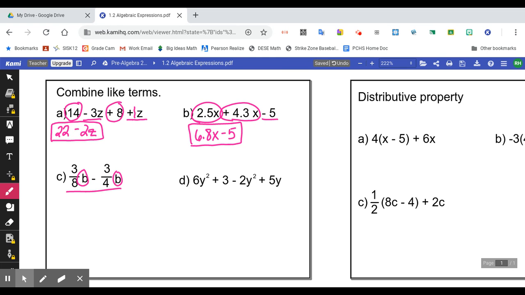3/8 minus 3/4 is going to give me -3/8 b. Just as a reminder, if you're wondering how I did that quickly, you can use your calculator for this. But remember, you're looking for the A, B, C button on the top left-hand corner of your calculator. So if you want to type in 3/8, it's 3, and then the A, B, C button, and then 8.